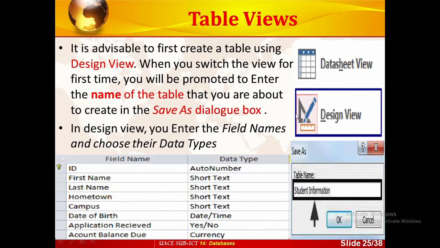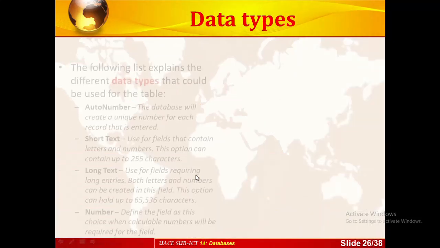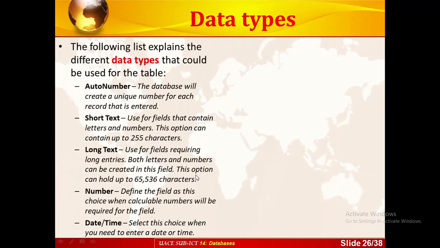So here what they are trying to say is that you first go to the design view, that's how it looks, so that you can set up your table how you want it to look, like the ID, the field name, and the data type. You assign the data type to each field. That's what we mean by designing the table.